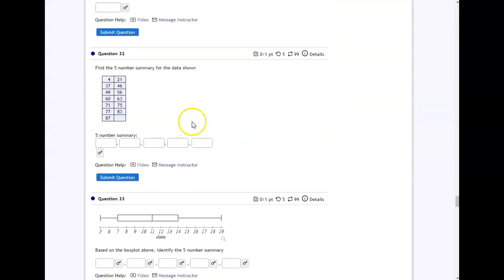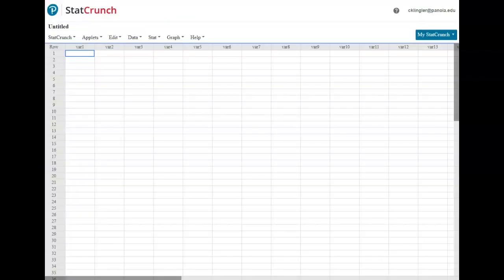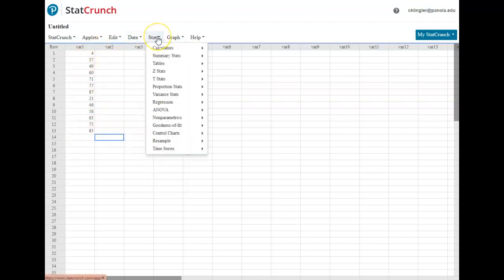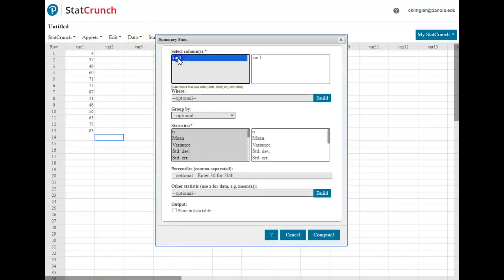On 32, we want the 5-number summary. Again, use StatCrunch for this. You're going to copy and paste that. Control C, go to StatCrunch, Control V, and you're going to highlight this row, Control X, Control V to paste. So they're all in one column. And you're going to do stats, summary stats, columns, var1, and compute.